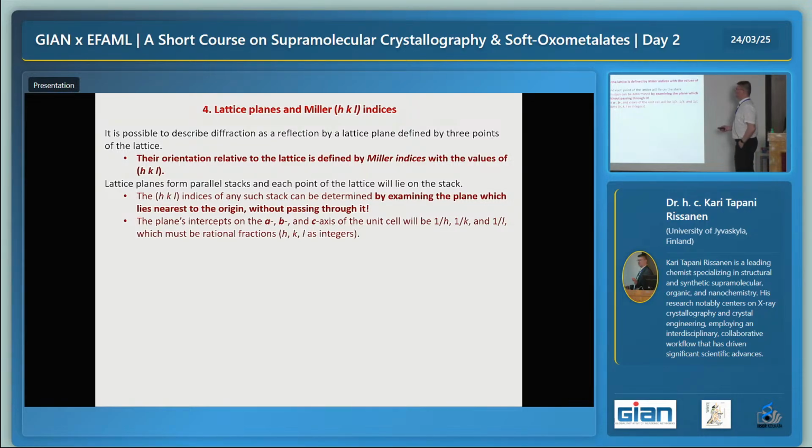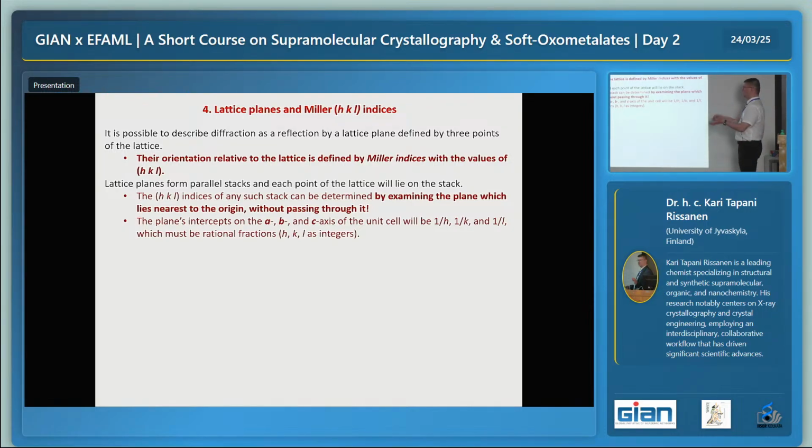The idea is that the lattice planes are parallel stacks, and each point of the lattice lies in a stack. So we take a slicing of the box into planes. The idea of the HKL is that such a stack can be determined by examining a plane which lies nearest to the origin without passing through it. There will be a picture soon. If the plane intercepts A, B, and C on the unit cell axes, it will be defined by 1 over H, 1 over K, and 1 over L.